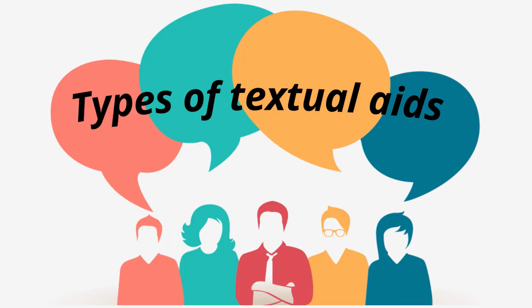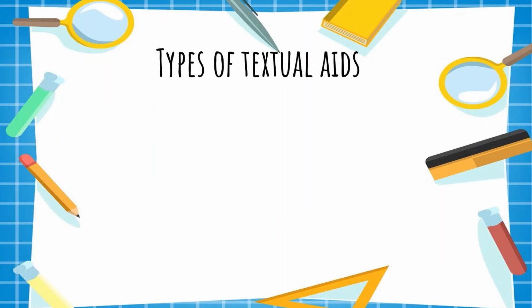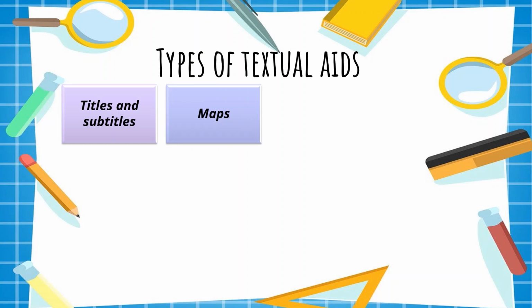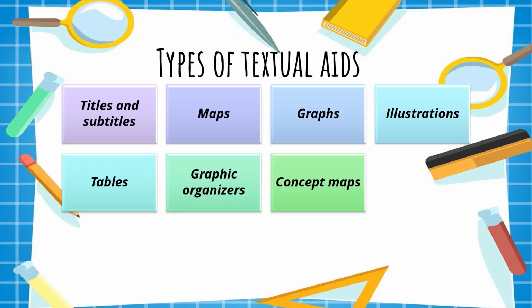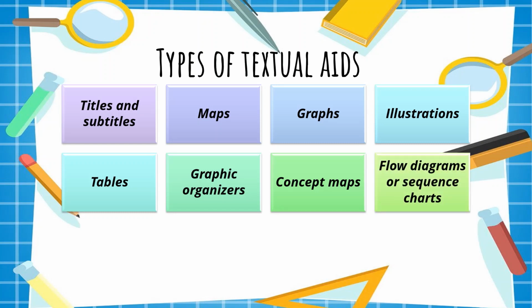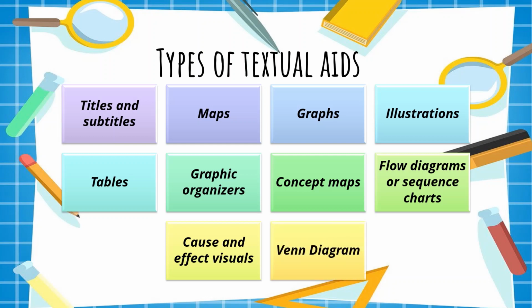Now let us now discuss the types of textual aids. Here are some of the types of textual aids. First, we have titles and subtitles. Next, we have maps, graphs, illustrations, tables, graphic organizers, concept maps, flow diagrams or sequence charts, cause and effect visuals, and Venn diagram.